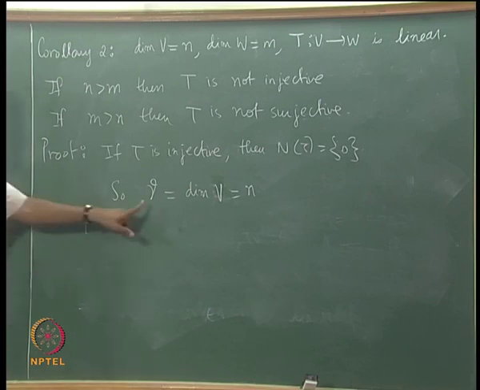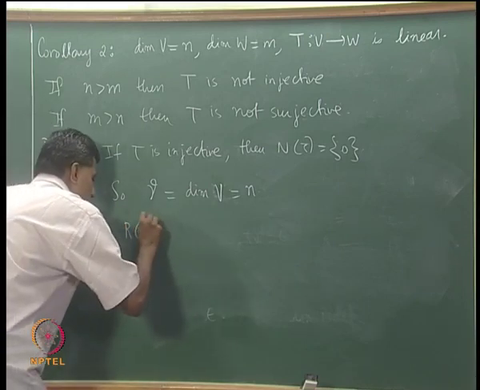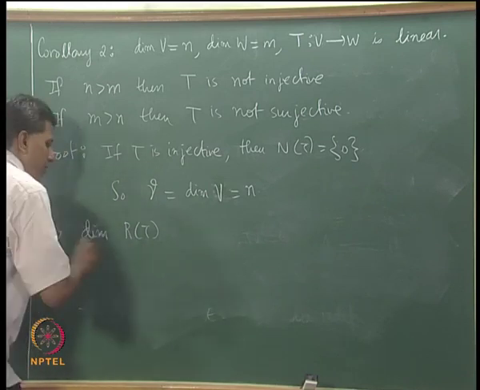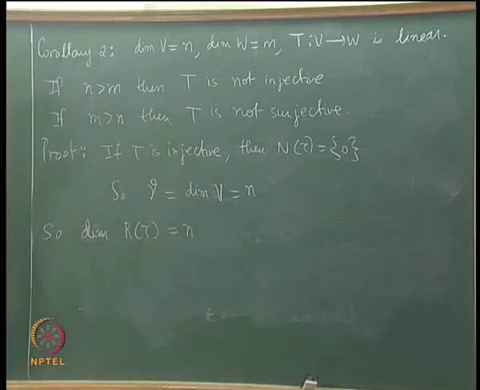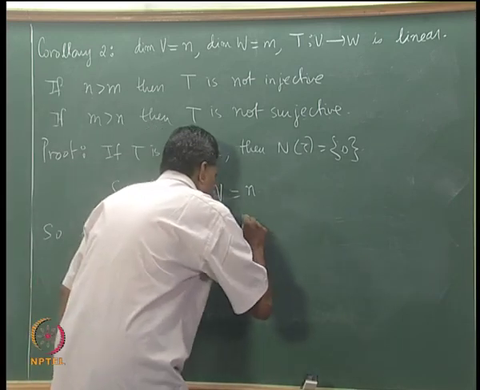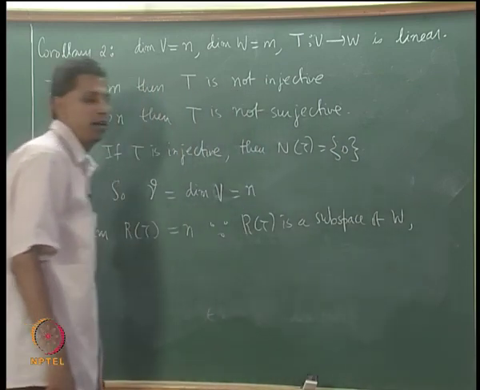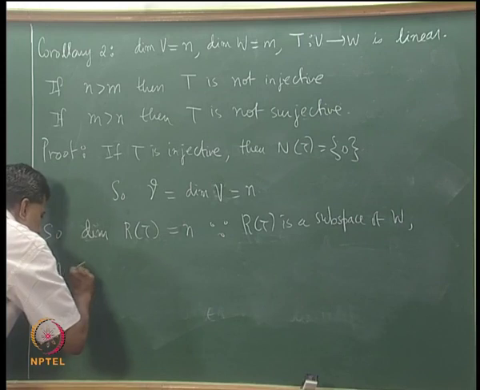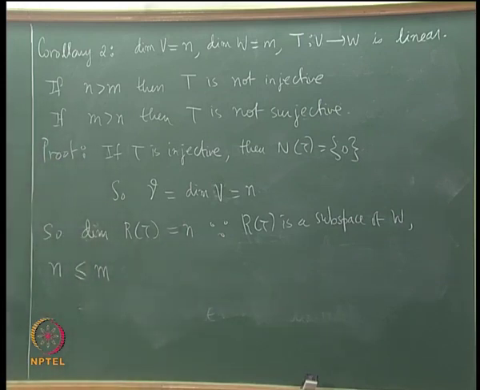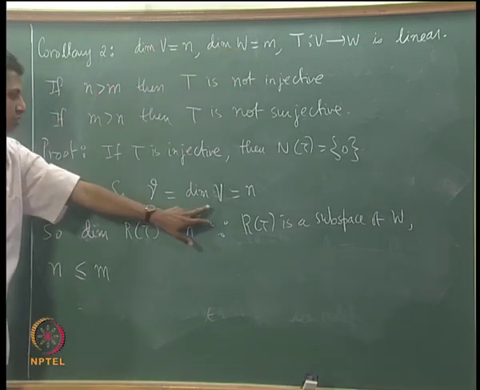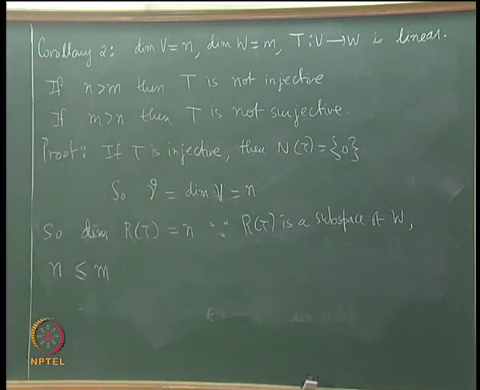Dimension V is N, but gamma is the dimension of the range space. So what this means is that the dimension of the range space of T is equal to N. But the range space is a subspace of W, and dimension W is M, so this N cannot exceed M. M is the dimension of W, N is the dimension of V. First we have used that dimension V is N, so gamma is N. The range space, being a subspace of a finite dimensional vector space, cannot exceed the dimension of that space, so this N cannot exceed M. So that is a contradiction.